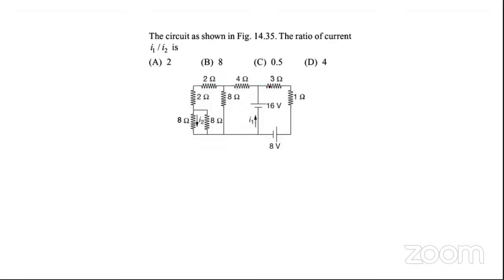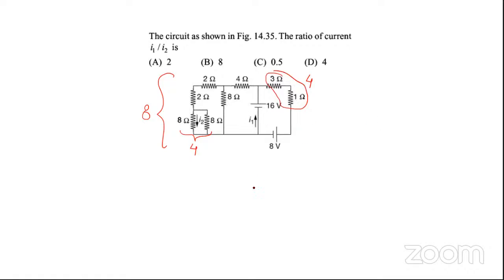See, first we can very simply draw the circuit in a simpler manner. We know these are in series, so this will become 4, and these are in parallel, so this will become 4. Then this 4, 2, and 2 will come in series, so this complete branch will become 8, and then this 8 and 8 are in parallel, so it will become 4, and then this 4 and 4 will become again 8.